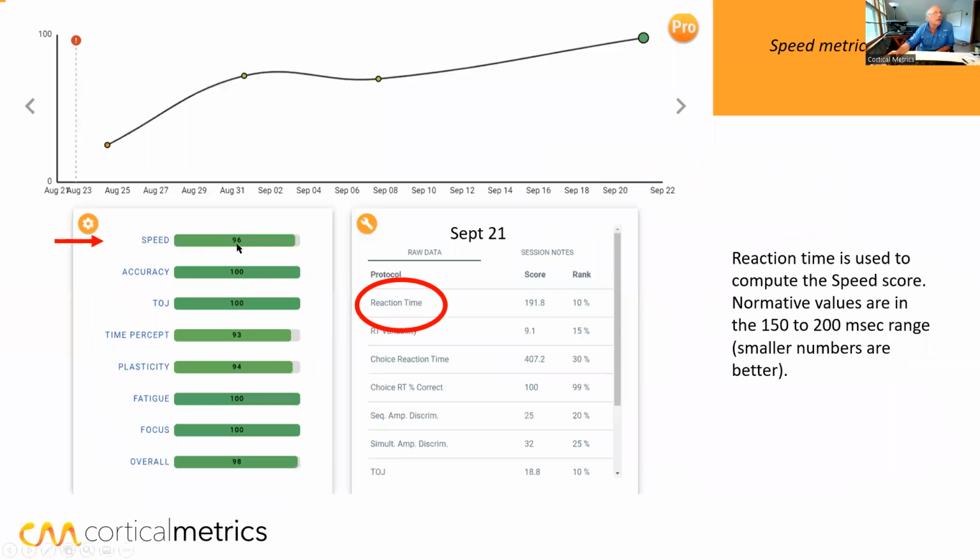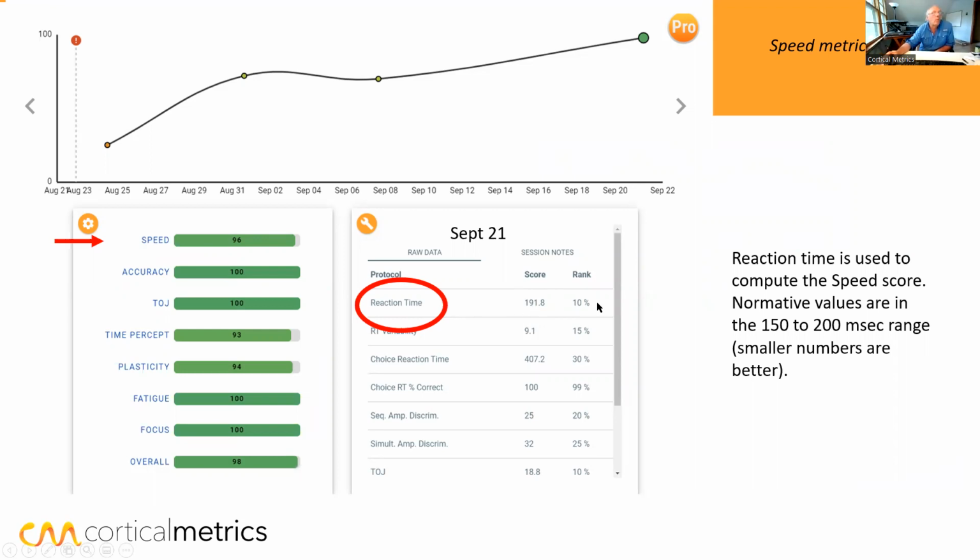So the speed metric here, which is part of the analysis app, looks pretty good. You say, well, where did it come from? It came from reaction time. And the actual score over here is in milliseconds. So reaction time is a millisecond thing, and the smaller this number, the better, and the higher the speed number, the better, because that is scaled to normative values from collecting lots of data.